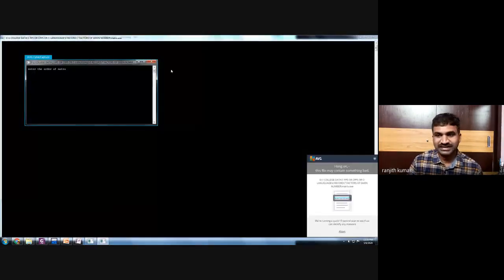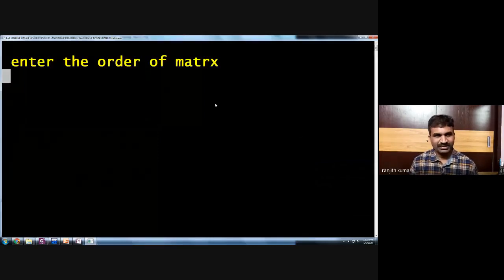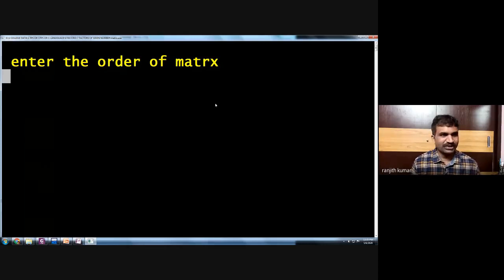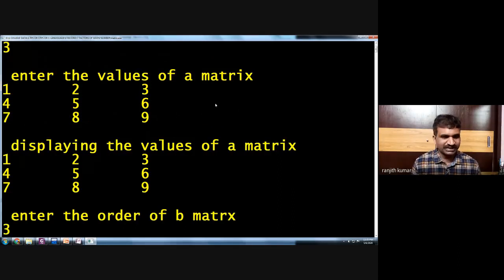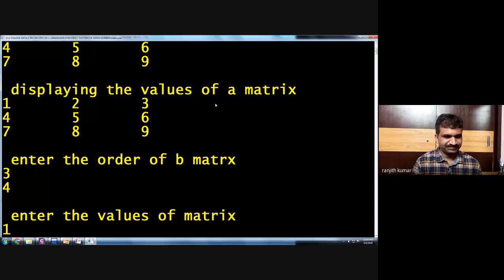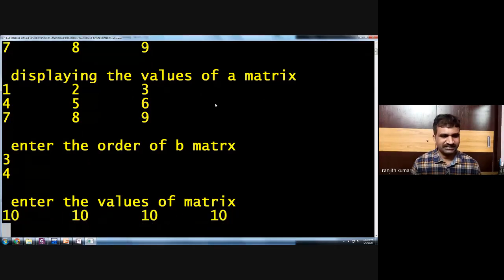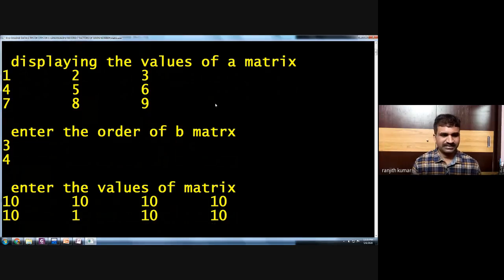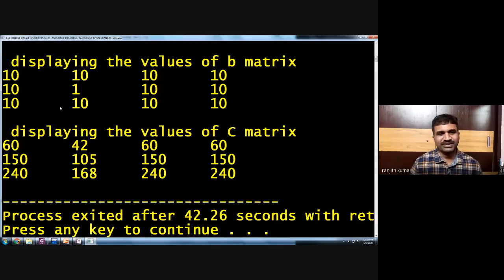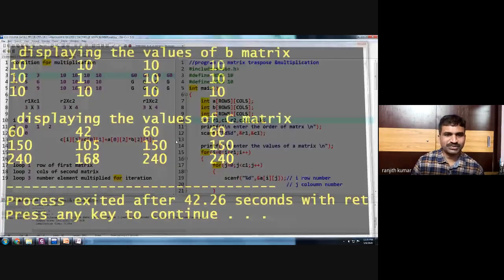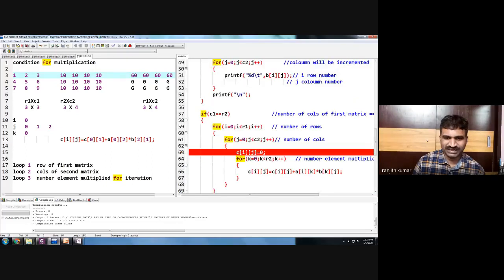Now please go through the multiplication here. Are we clear? Now please see here. The first matrix order I am taking is 3 by 3, which is 1, 2, 3, 4, 5, 6, 7, 8. Are we clear? Now the second matrix I want to take is 3 by 4. I want to take the same example, 10, 10, 10, 10, and so on. So we have taken one value as 1, that's why the value is changed. But mostly this is 60, 42. This is about matrix multiplication. You can also print one statement and check.